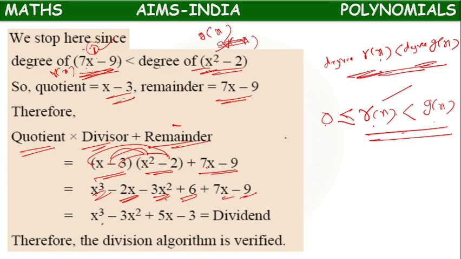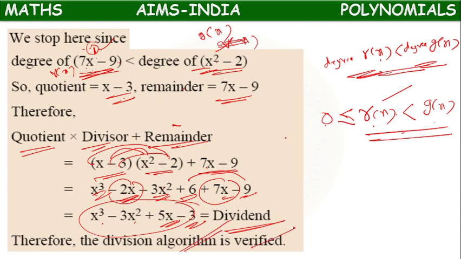So x cube, 3x square we will write here. Next 7x minus 2x, 5x, plus 6 minus 9, minus 3, which is equal to the dividend. So the division algorithm is verified. We have applied the division algorithm, found q of x and r of x, and again we have verified the division algorithm.